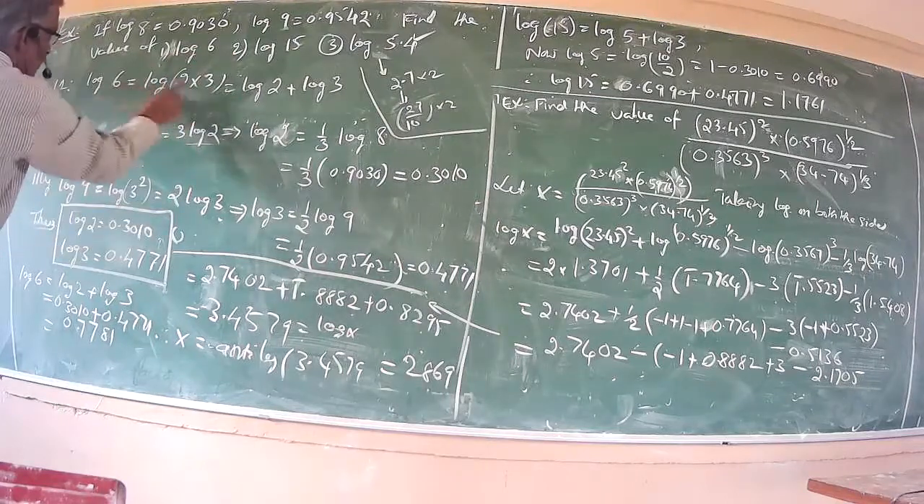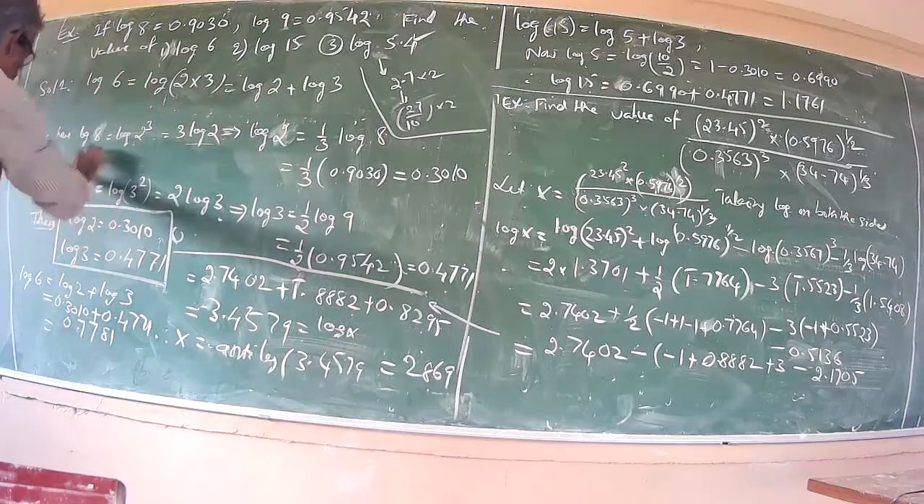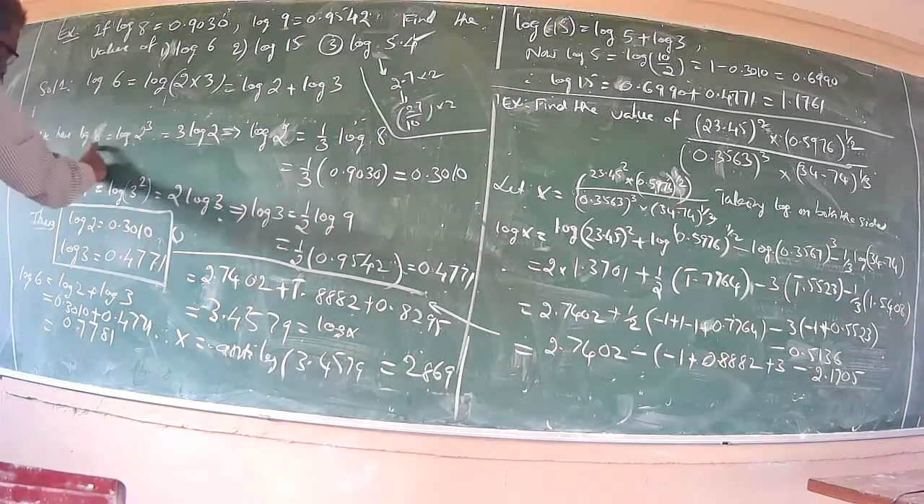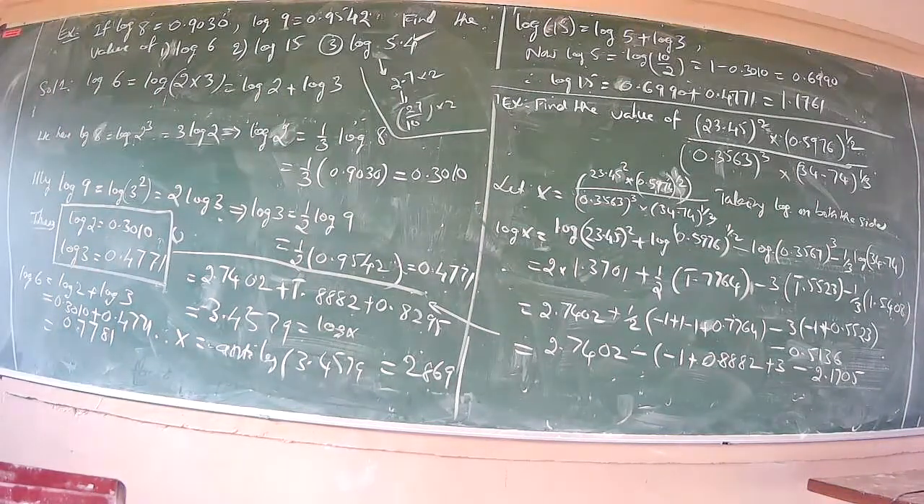Log of 6 can be written like this. Now log of 8, how can we split the log of 8? I can write 8 as 2 cube. 2 cube equal to 8. So log of 8 equal to log of 2 cube.